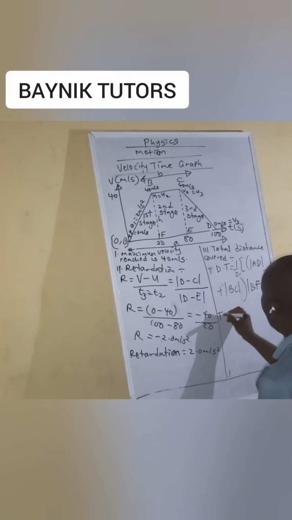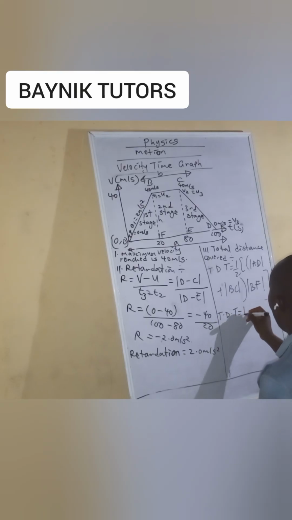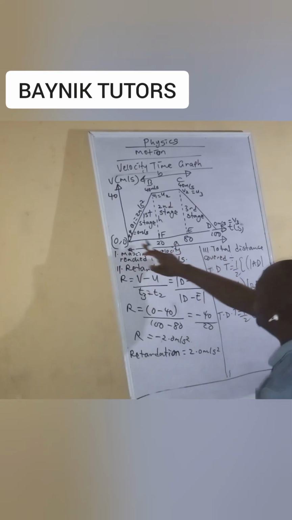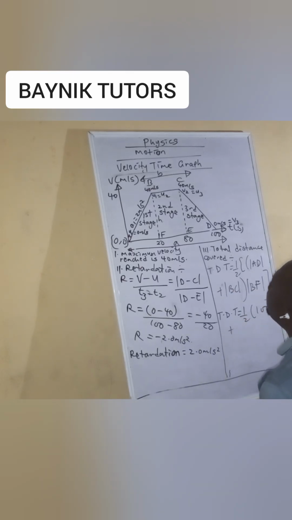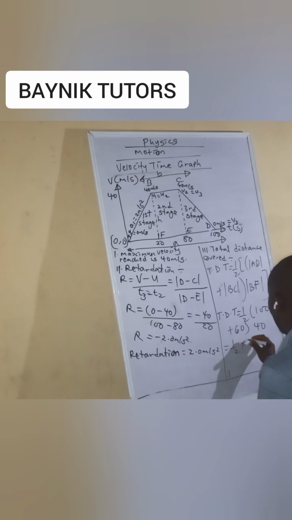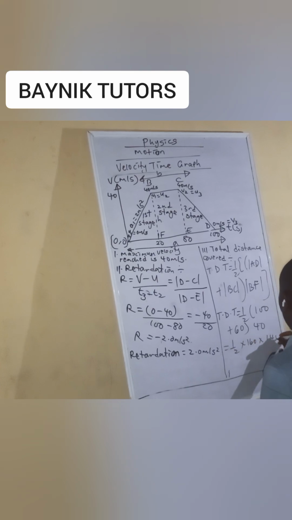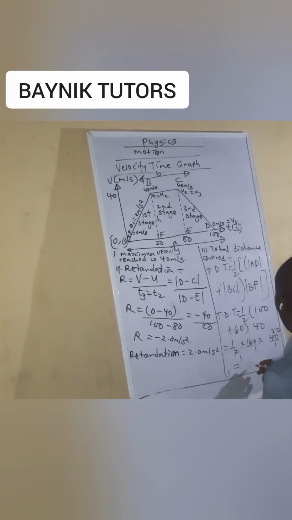So from there I can now say my TDT is equal to half, open bracket, the total length here, that's 100 seconds, plus the shorter one there, 60. My height is 40. So that would be half times 160 times 40, and half of 40 is 20. 160 times 20 should give us 3,200 meters. So that's all. Very simple.